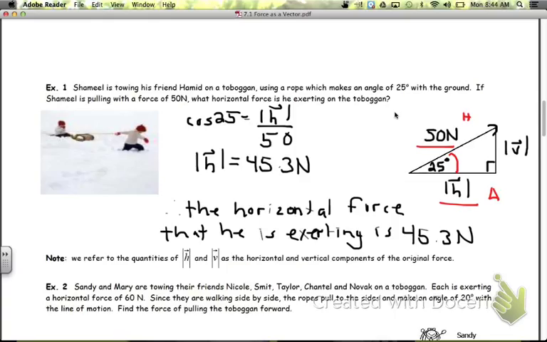So just to note here, I have touched on this already, however, we refer to quantities h and v, so our vectors h and v, as the horizontal and the vertical components of the original force. So if we're talking about horizontal, you're going to be dealing with your h. If you're talking about vertical, you're going to deal with the v.